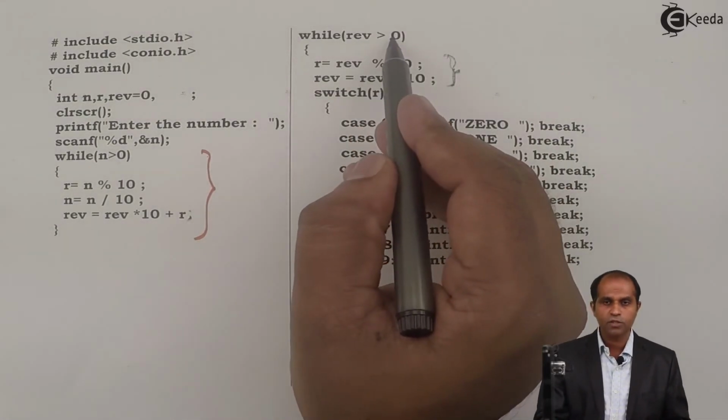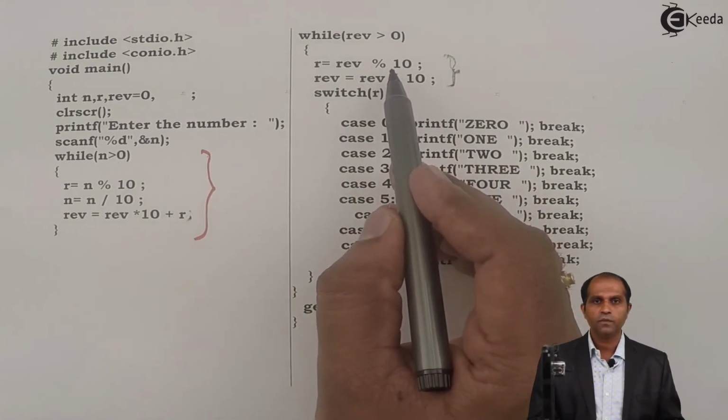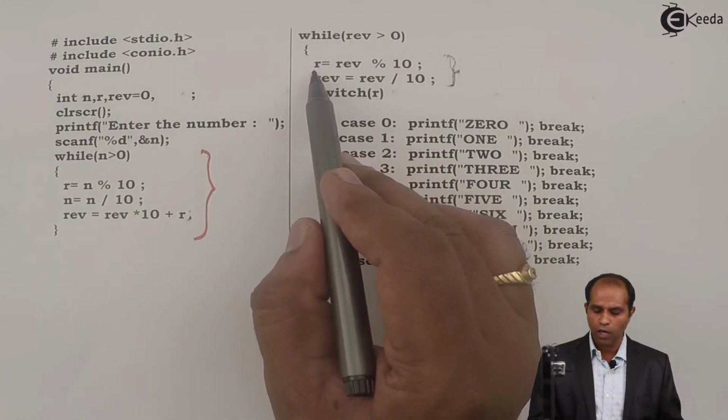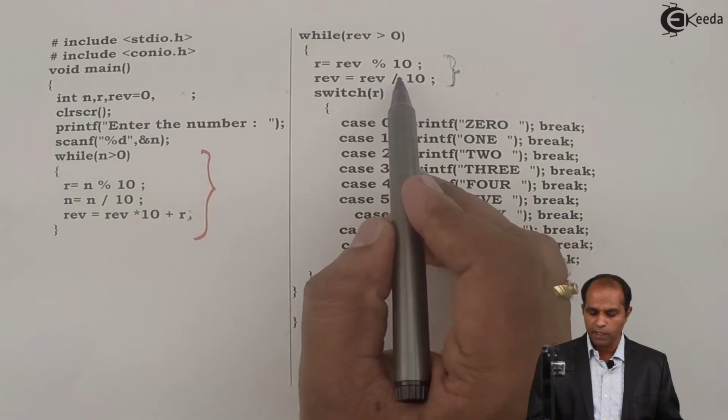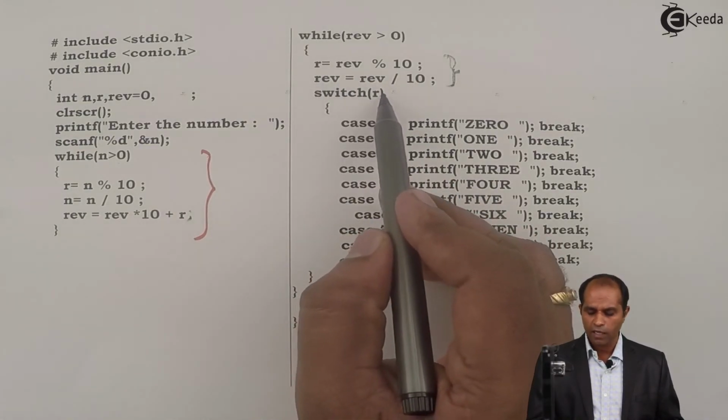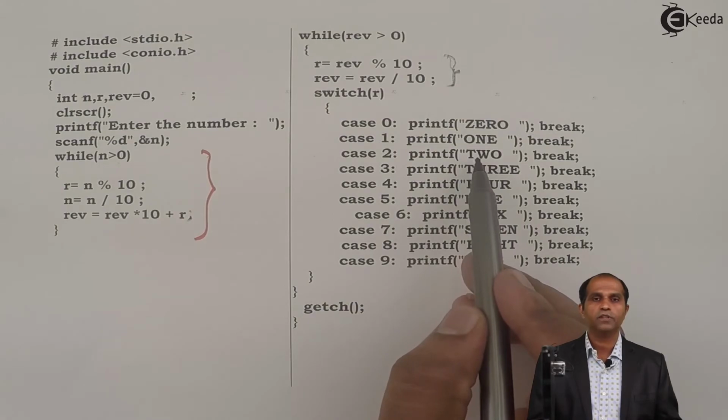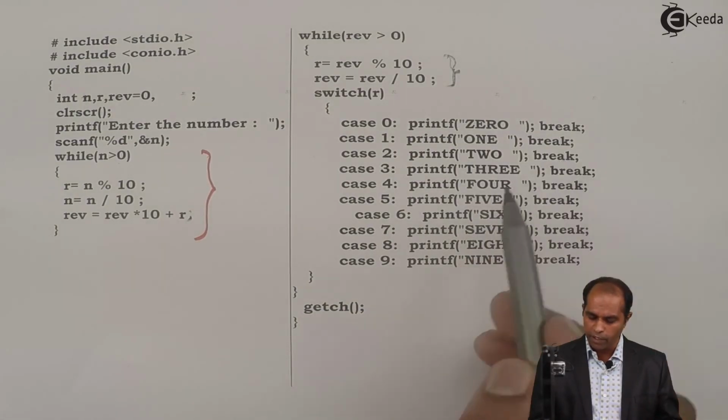Go back, 32 greater than 0, true. 32 mod 10 is 2. That is stored into R. Rev gets rev by 10. 32 by 10 is 3. Switch R. R is 2. Print 2. It now displays 2 next to the word 5. Break will take you outside.